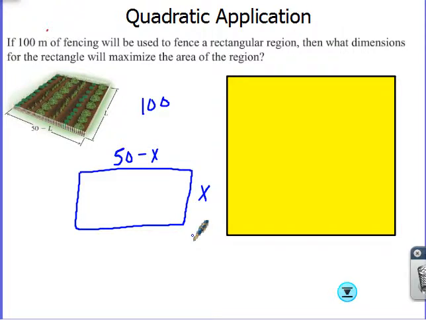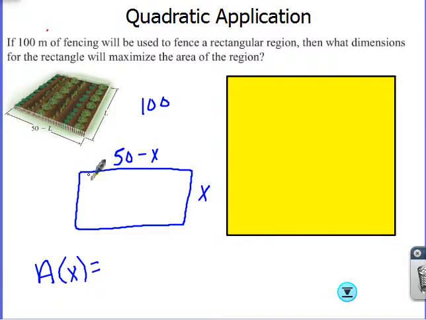And you will have to set one up like this on your test. So 100 meters of fence. If you add X and 50 minus X, the X's cancel, and it leaves you with 50. So 50 was used for these two sides, and 50 would be used for these two sides. You've used all 100 meters of fence. We want to maximize area. Well, let's write an area as a function of this X, A of X.